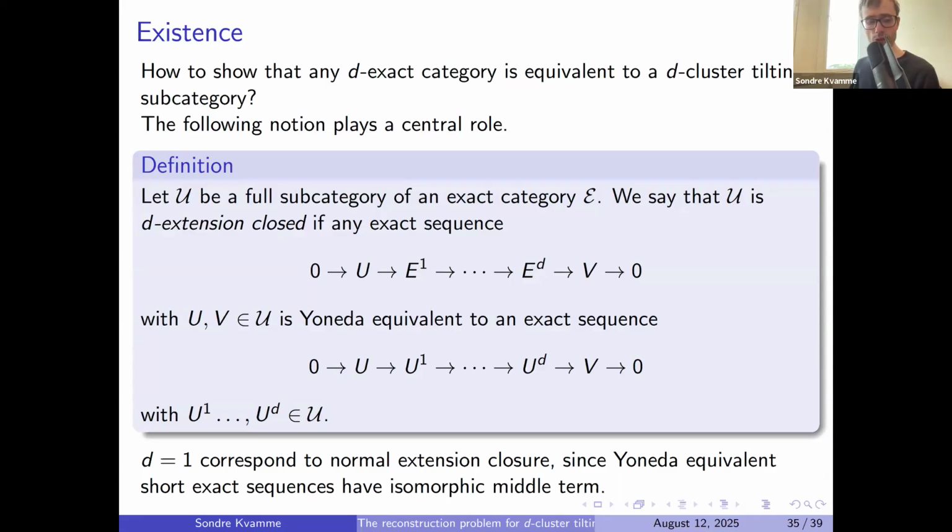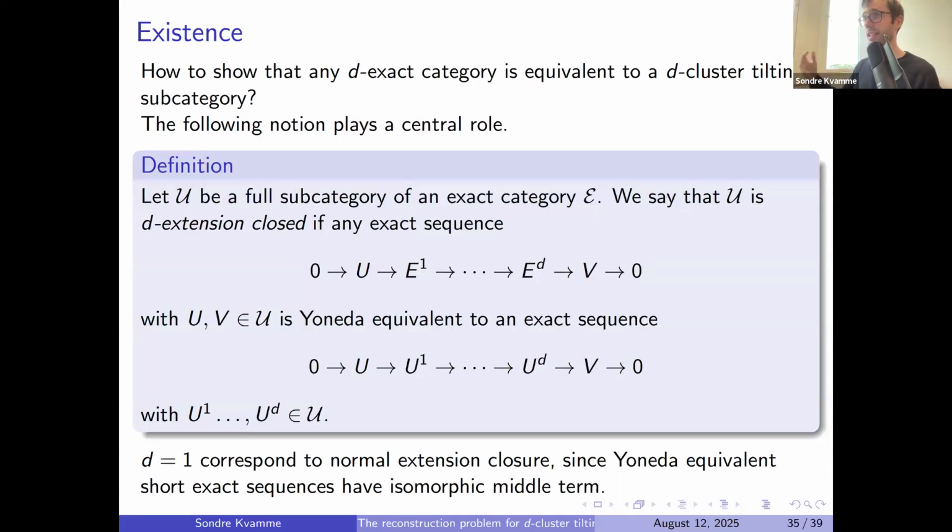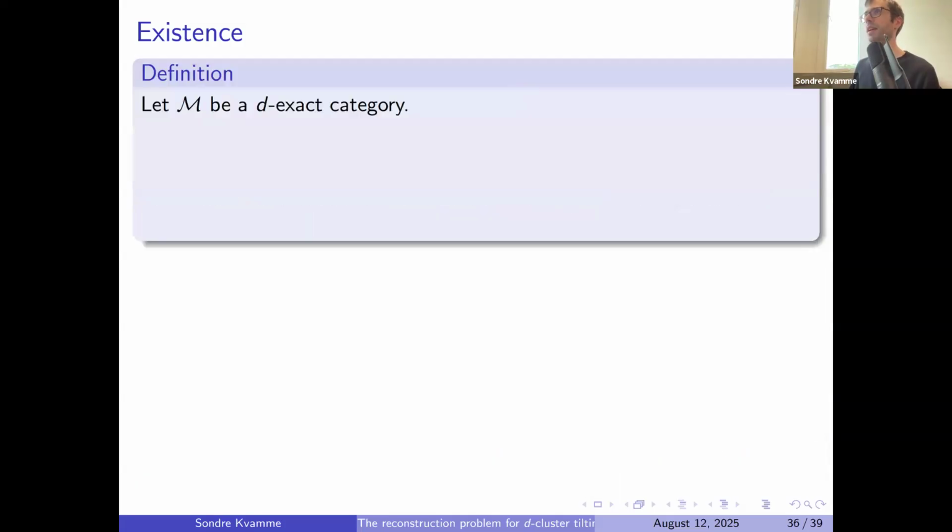So d-extension closure plays an important role in this kind of existence theorem. And this is a notion that already existed in the literature. I was not the one who introduced it. I also rely on some previous work by other authors on exact categories, in particular the construction of the category of left exact functors.